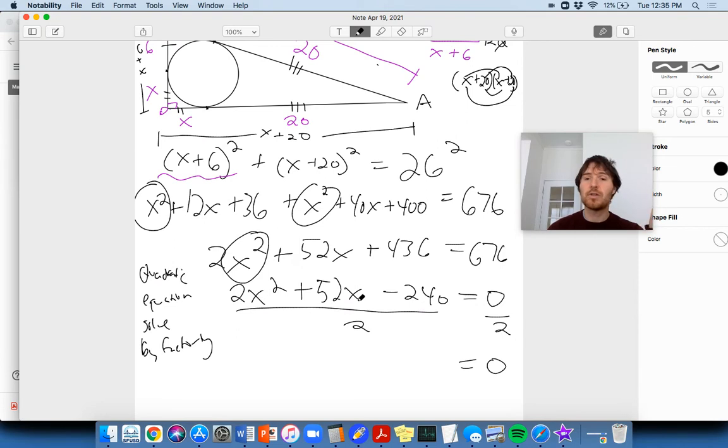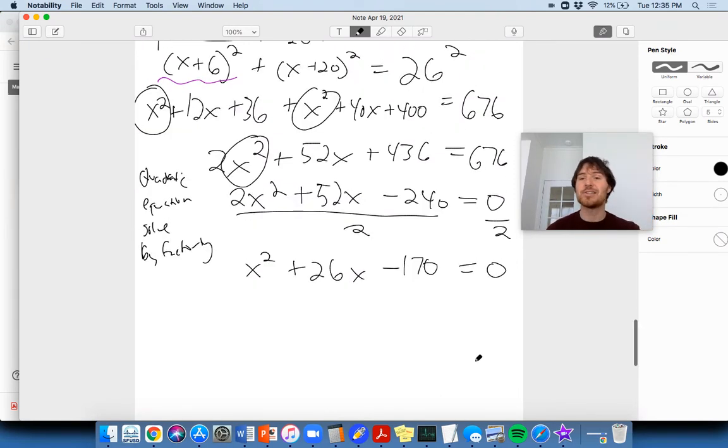Here, if I'm dividing this whole thing by 2, all these numbers are even. So it's just going to simplify my expression here. Instead of 2x squared, I'd have x squared. So what I'm doing is simplifying this before I try to factor it. 52x divided by 2, that's 26x. Minus 240 divided by 2, well, that's minus 170. And then that's equal to 0.